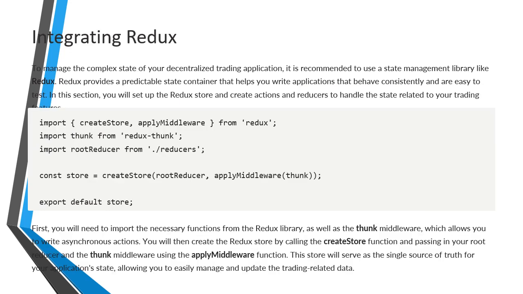And then to manage the complex state of your decentralized application, it is recommended to use Redux. Redux provides a predictable state container that helps you write applications that behave consistently and are easy to test. First, set up the Redux store and create actions and reducers to handle the state related to your trading features. For example, we will be using the code written here for the same. This store will serve as the single source of truth for your application state, allowing you to easily manage and update the trading-related data.